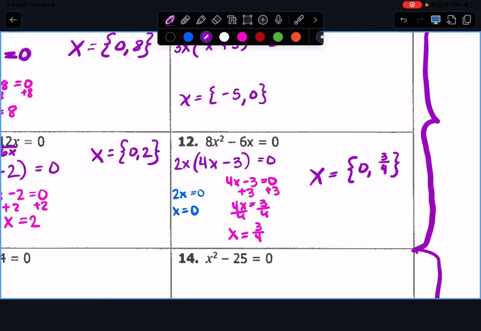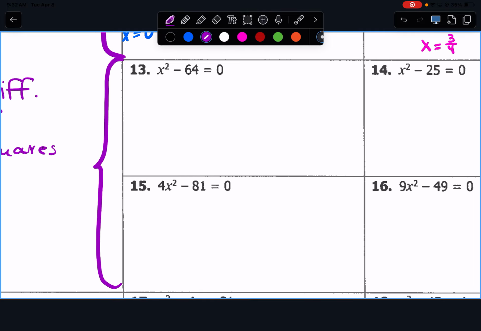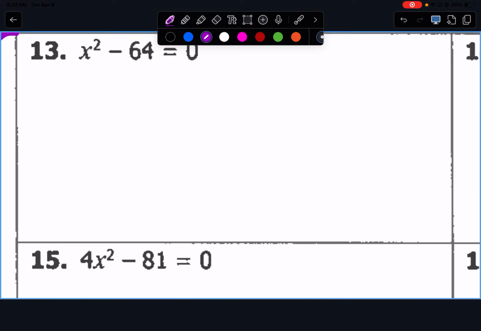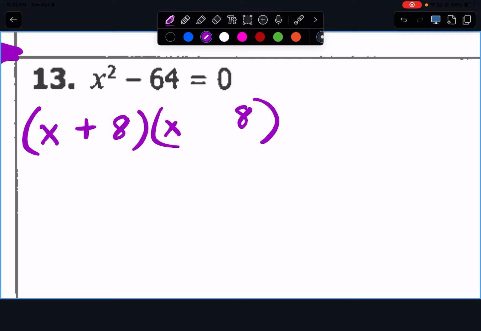All right, so now we're going to look at our difference of squares. For our difference of squares questions, we're going to do 13 and 15 together. So for 13, what squares to give you x squared? What squares to give you 64? What signs do I need to make a negative? Positive and a negative. And so that's all we have to do to factor those. And then we do each piece. So we do x plus 8 equals 0, and we do x minus 8 equals 0.